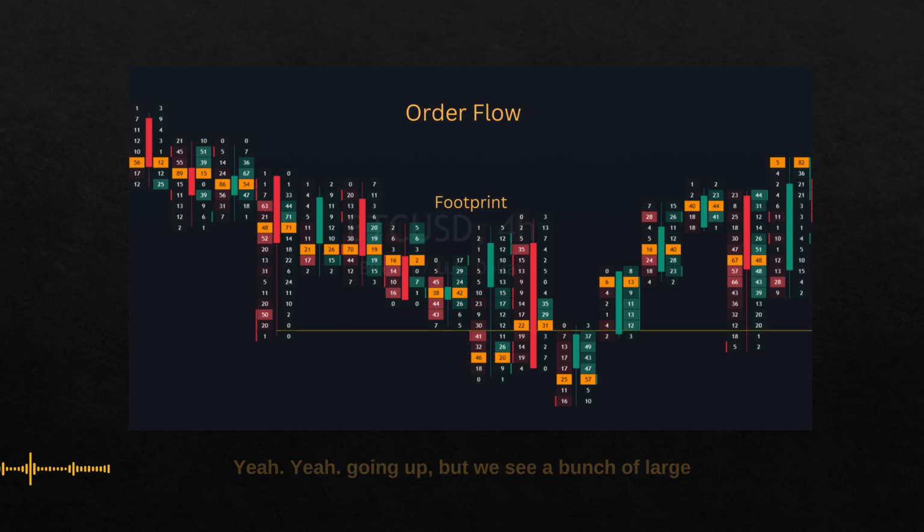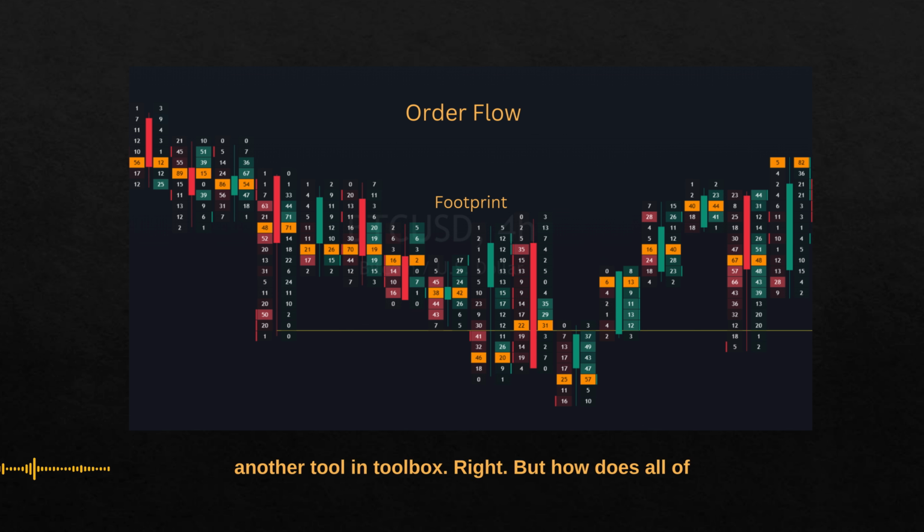Let's say the price is going up, but we see a bunch of large sell orders. That could be a warning sign that this rally's running out of steam. So it's a way to spot a trap where the price is moving one way, but the smart money is doing the opposite. Exactly. Now, the book does say order flow is not perfect. Sometimes those orders are hidden or canceled. Right, so it's not a crystal ball. Okay, so another tool in the toolbox.